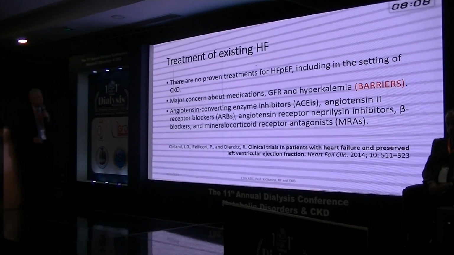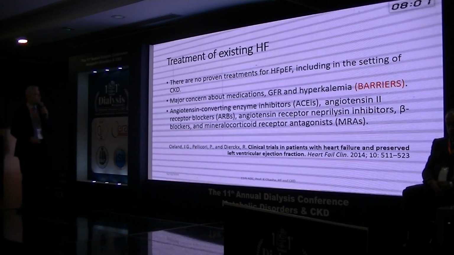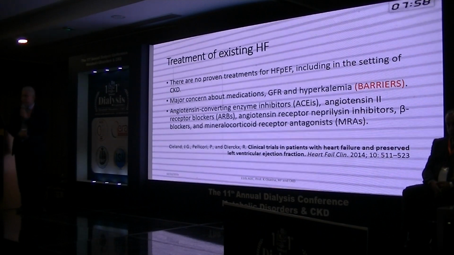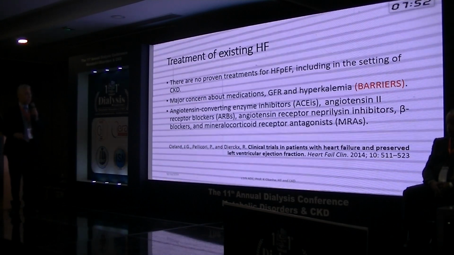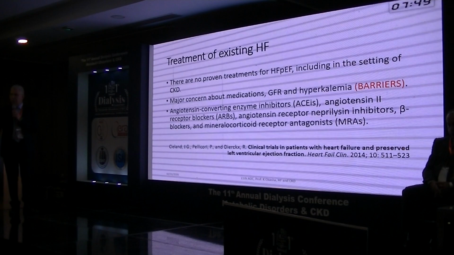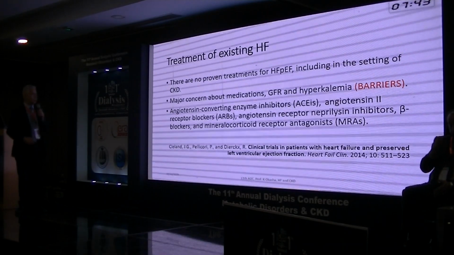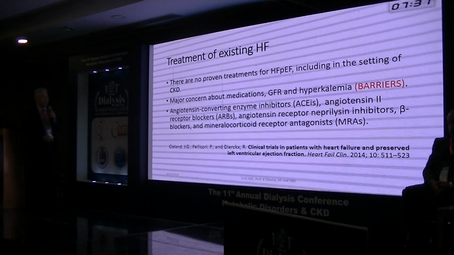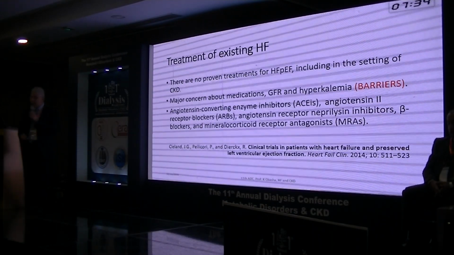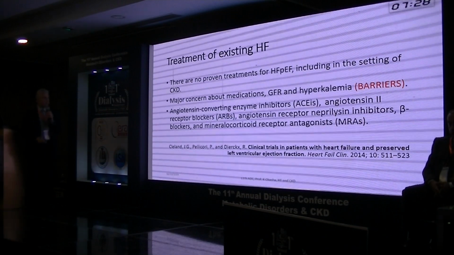Now I'm going to talk about the treatment of existing heart failure. In actual fact, we have some barriers for treatment of heart failure in patients with chronic kidney disease, because we all know the treatment of heart failure is not going to change because of the chronic kidney disease. Angiotensin receptor blockers, ACE inhibitors, beta blockers, mineralocorticoid receptor antagonists, or even sacubitril are all associated with some morbidities including hyperkalemia or decline in the GFR. So we have to be very careful in managing such patients.